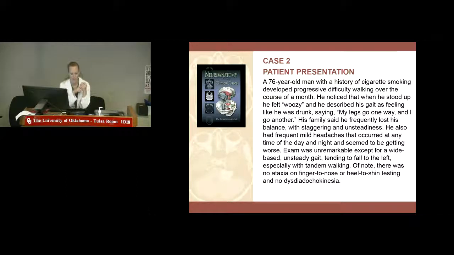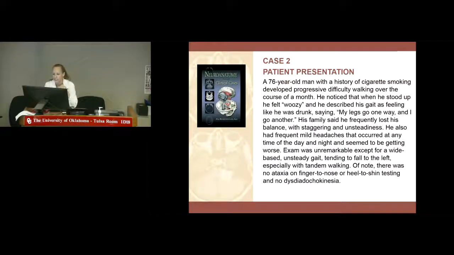This one's a little shorter. A 76-year-old man with a history of cigarette smoking developed progressive difficulty walking over the course of a month. Okay, does that sound like a vascular lesion? No, okay. He noticed that when he stood up, he felt woozy, and he described his gait as feeling like he was drunk, saying, "My legs go one way and I go another."